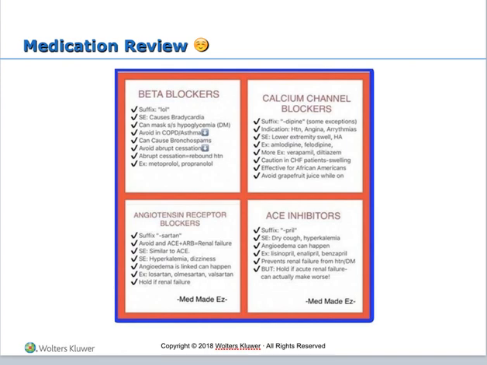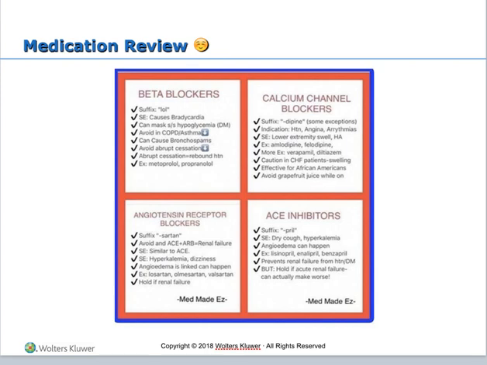From there, I think the rest of my presentation is a review of medications. So cardiac meds is usually a sticky point. There's so much to remember, and so I wanted to just take a few minutes and talk about the most commonly prescribed cardiac medications.